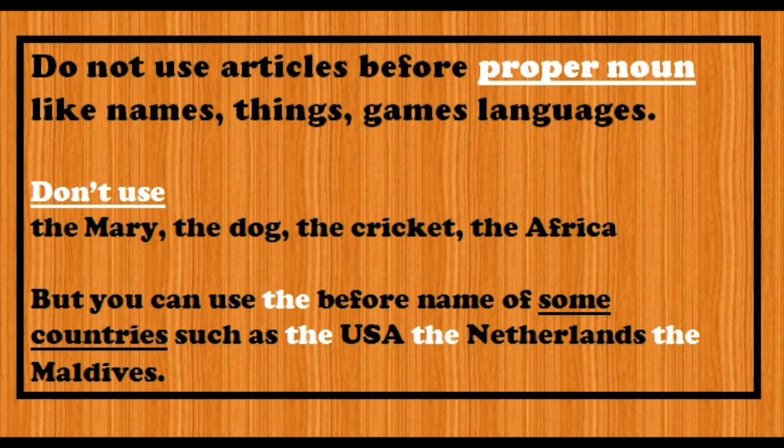These all are wrong. But you can use the before the names of some countries like the USA, the Netherlands, the Maldives, etc. Because it's the United States of America. That's plural. It means States of America. Next one, Netherlands. Literally speaking, Netherlands means 2 lands.